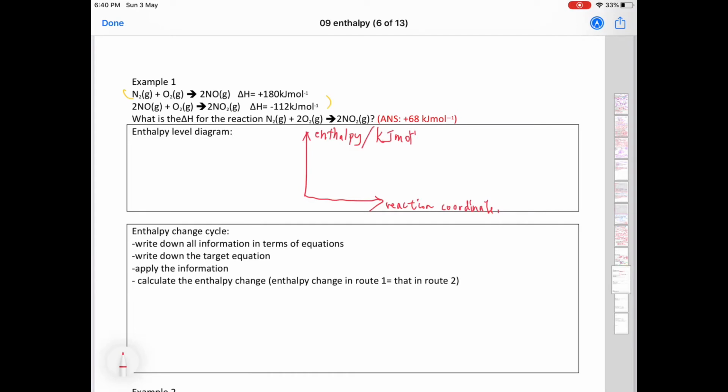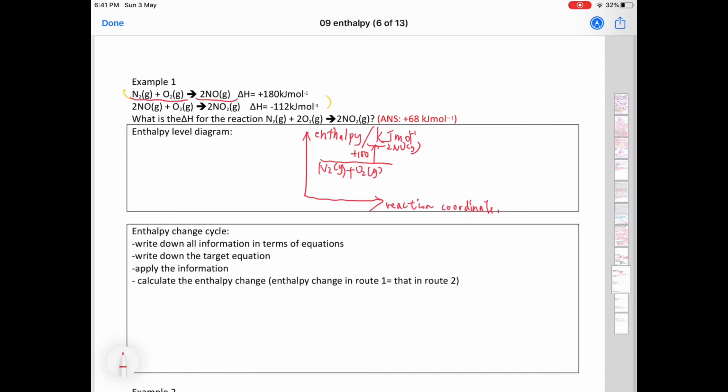Yeah, if not, then just draw each of the stages one by one. The first stage is this: N2 gas, we have O2 gas, and I assume that this enthalpy level is right here. And then for the first reaction, it will form 2NO gas, and then it will have an increase in enthalpy. So the idea is like this: go up for 180, and then go to the stage of 2NO gas, and this is the first stage.